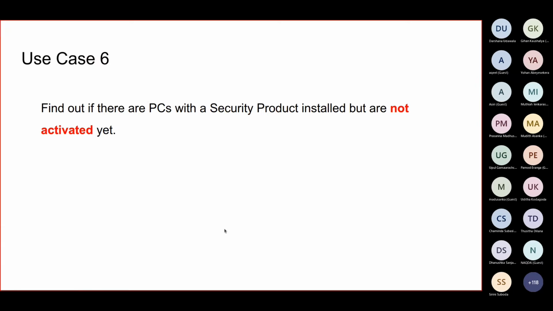Our use case 6: find out if there are PCs with a security product installed but not activated yet. So again, we will have to write two conditions. One is whether a security product is installed. The second is that the activation is not done. So there will be two conditions, and the operation should be AND because we want both conditions to be true.